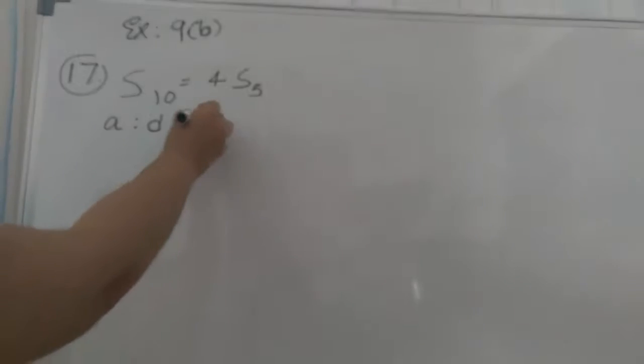So S10 is equal to 4 times the sum of the first 5 terms, S5. This is the relation given, and we want to find the ratio A to D. This is what we want to find out.